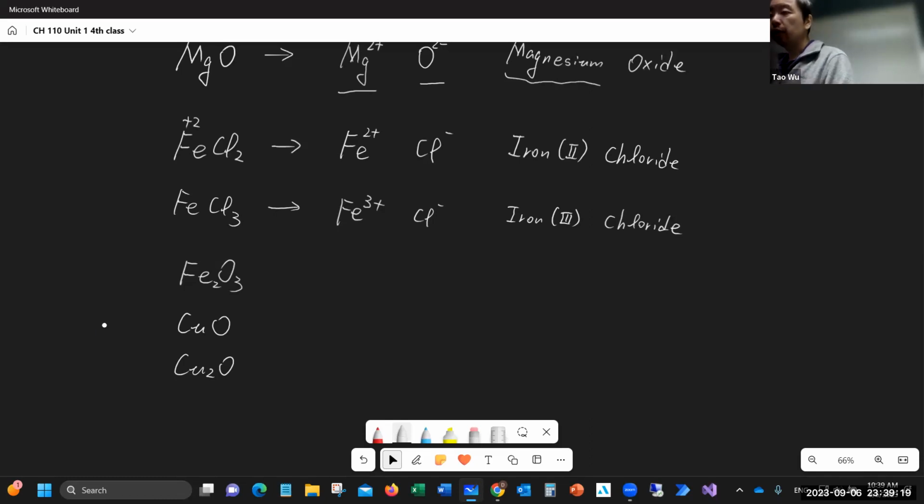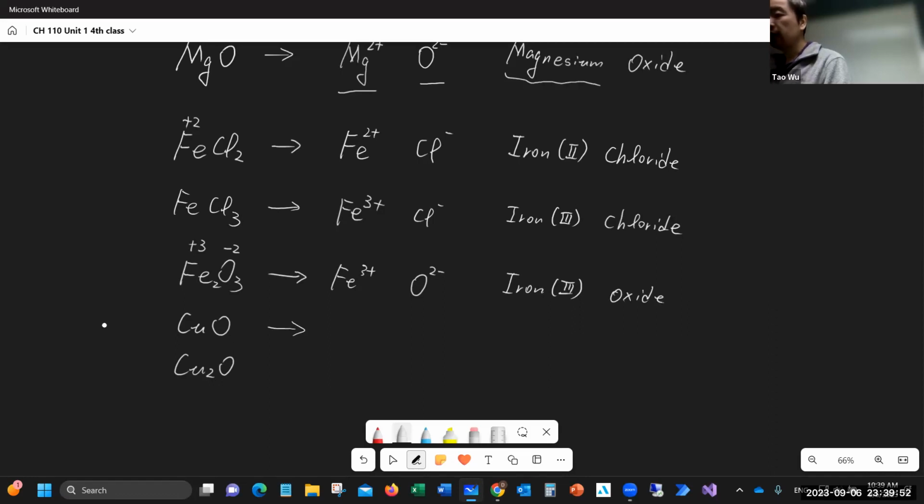Okay, so now you can look at here. Obviously, we know oxygen always has a 2 negative charge. So 3 oxygens make 6, and with 2 of the ions, this guy is obviously 3 positive. So this is a 3 positive iron ion, which is iron 3, and this one is oxide. So this is called iron 3 oxide.